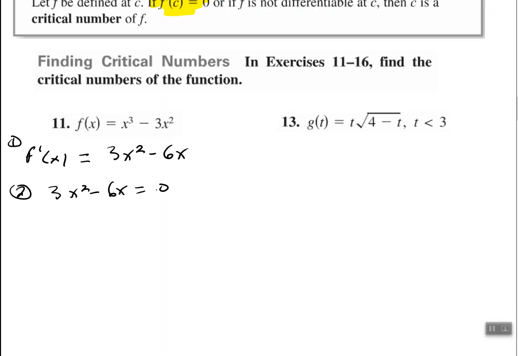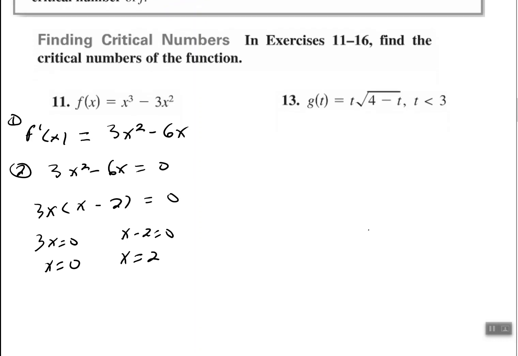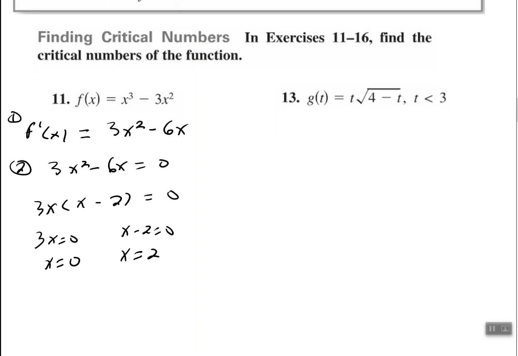All right, so this is a quadratic, so let's factor. If I factor out 3x, it gives me 3x times x minus 2. Set each factor equal to 0 and solve. So that's saying that I have critical numbers or changes in the curve at 0 and 2.